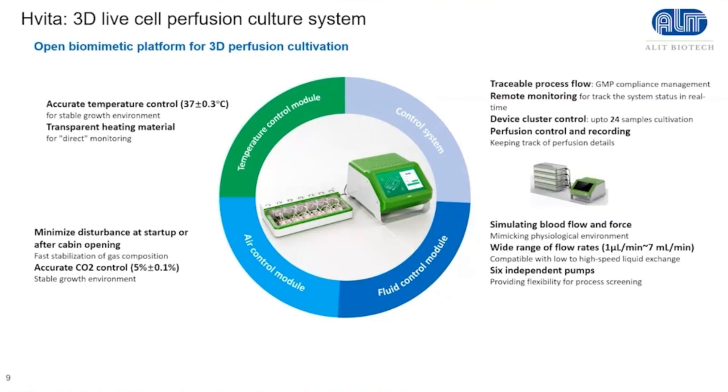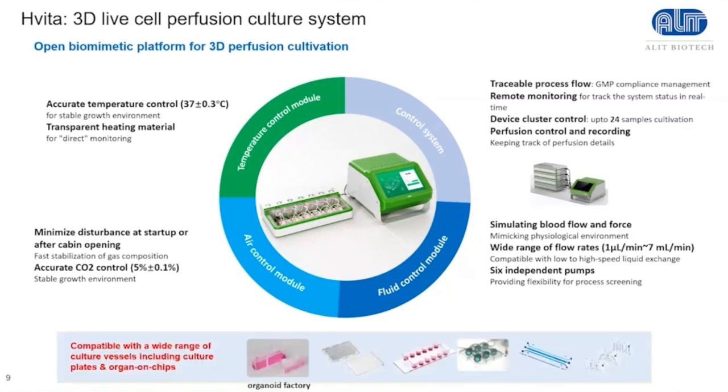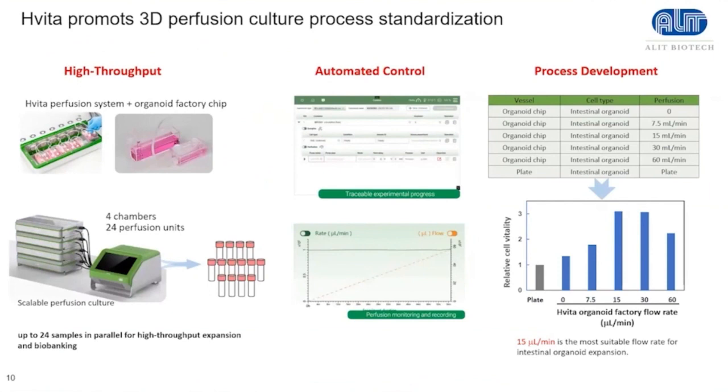HIVITA system is essentially an open platform, not only for our designed organoid factory chip for better organoid perfusion culture, but also compatible with a variety of commercially available microfluidics chips and organ chips, allowing users to do their own research and chip development. In HIVITA system, a single chamber can achieve 6 organoid factory chips, up to 24 samples parallel testing, meeting the needs of high-throughput organoid culture expansion and biobanking.